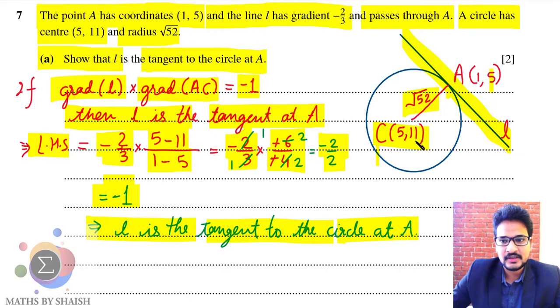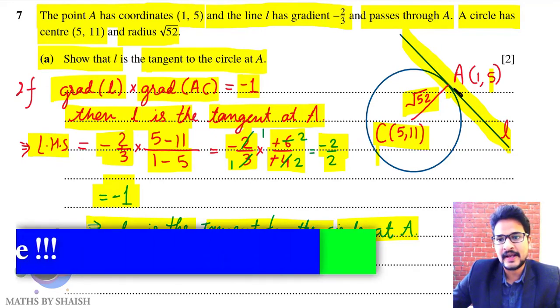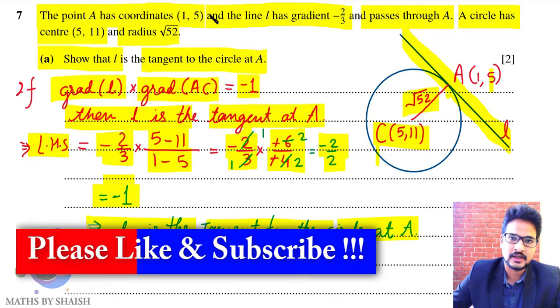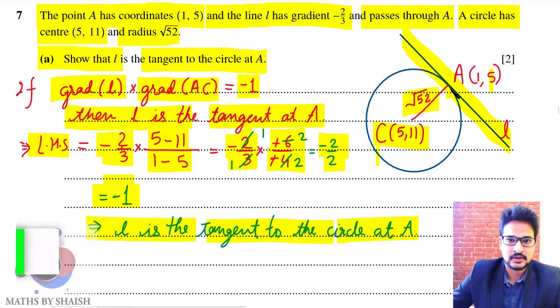And this doesn't mean that it is going to be a tangent unless we prove that A also lies on the circle. So we will find whether A lies on the circle or not, because it is not given that A lies on the circle. So we have to find the distance of AC. AC has to be the same as the radius.